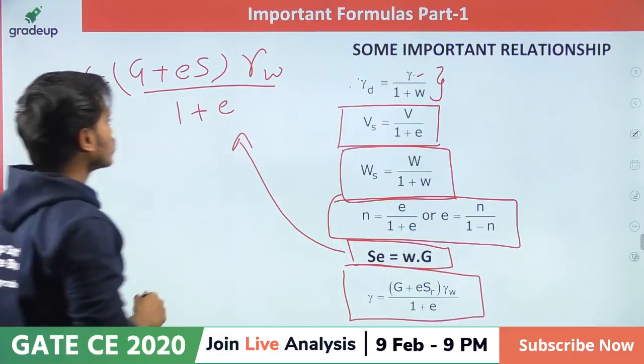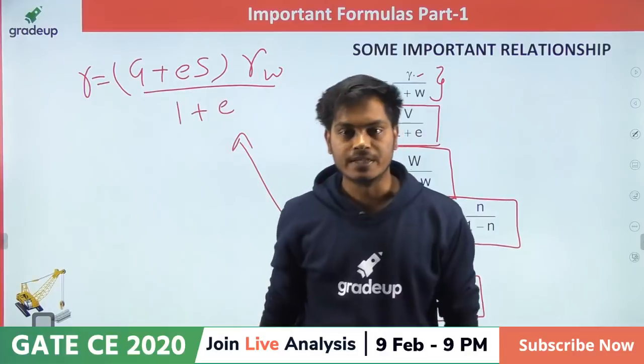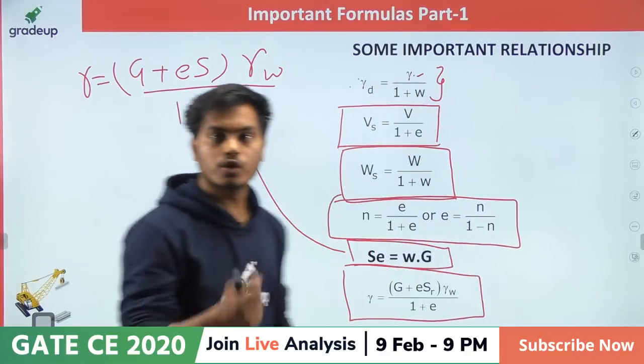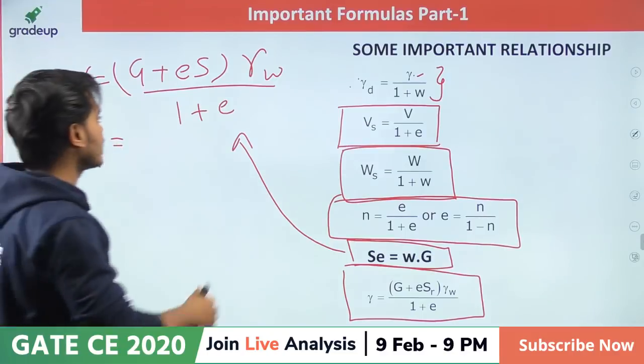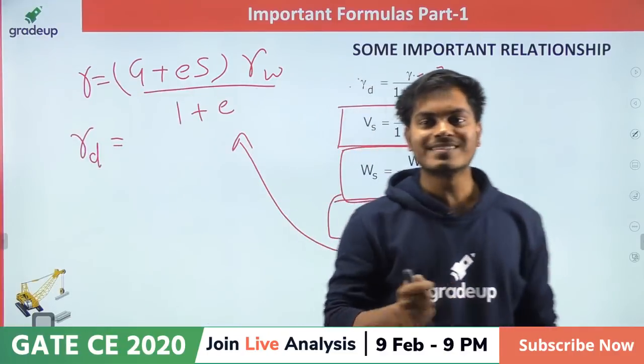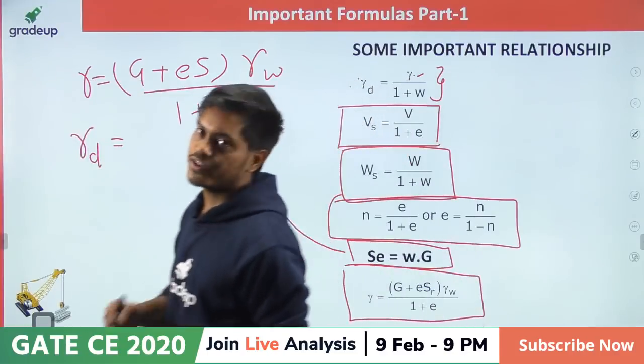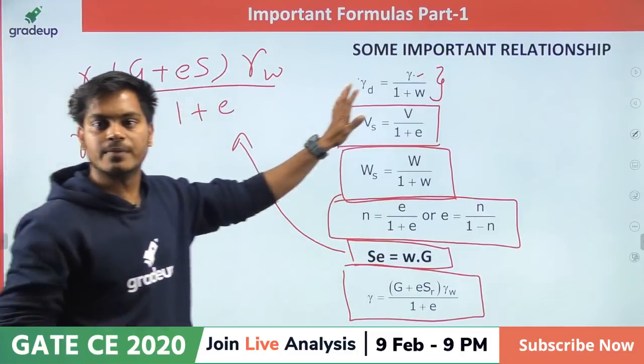Now, if I want to convert it into gamma D, which is your dry unit weight. So what you can do, just simply, अगर gamma D, अगर dry unit weight है, so what will be the saturation value? Please tell me, what will be the saturation value if the unit weight is dry unit weight?